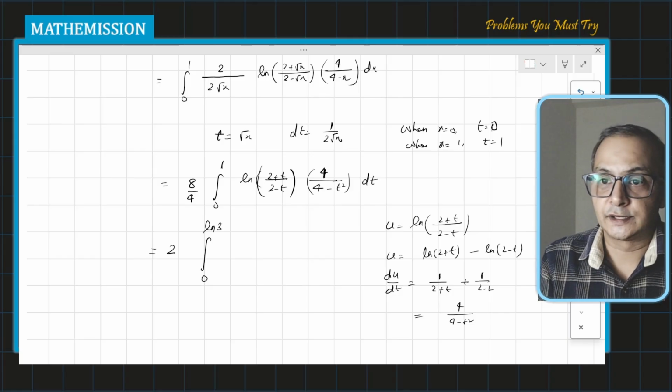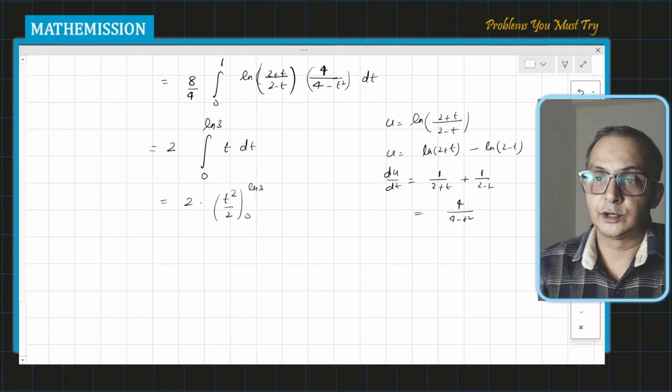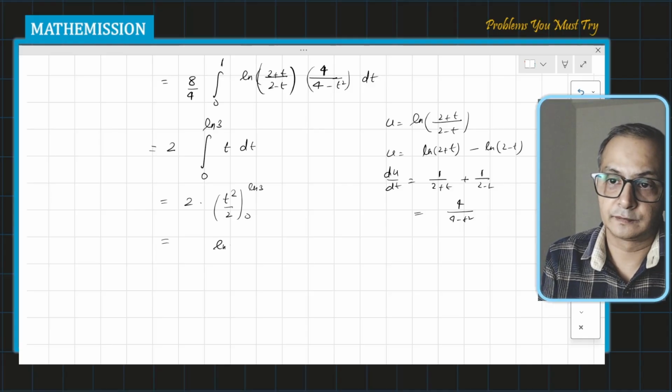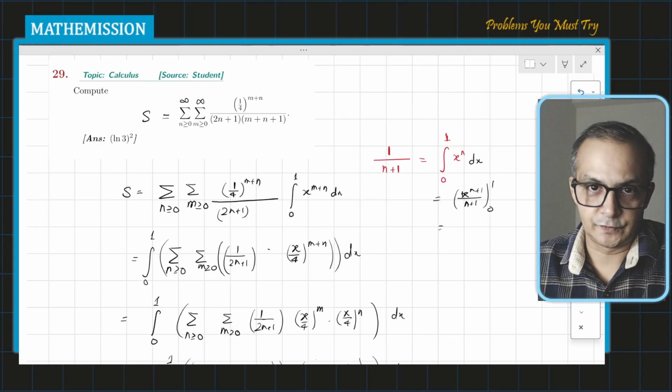Okay, now this is going to be u, this is du directly, and so I have 2 times u square by 2, from 0 to log 3. And of course 2 and 2 get cancelled, and we are only left with log 3 square. So that's the answer.